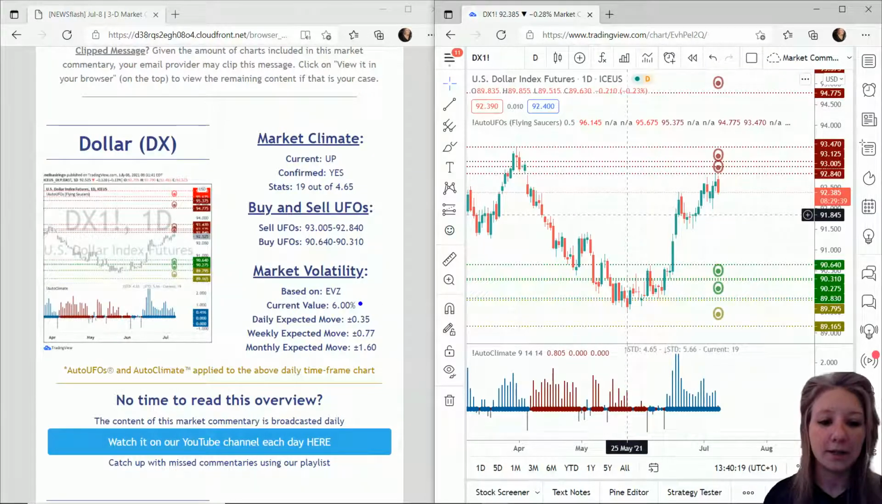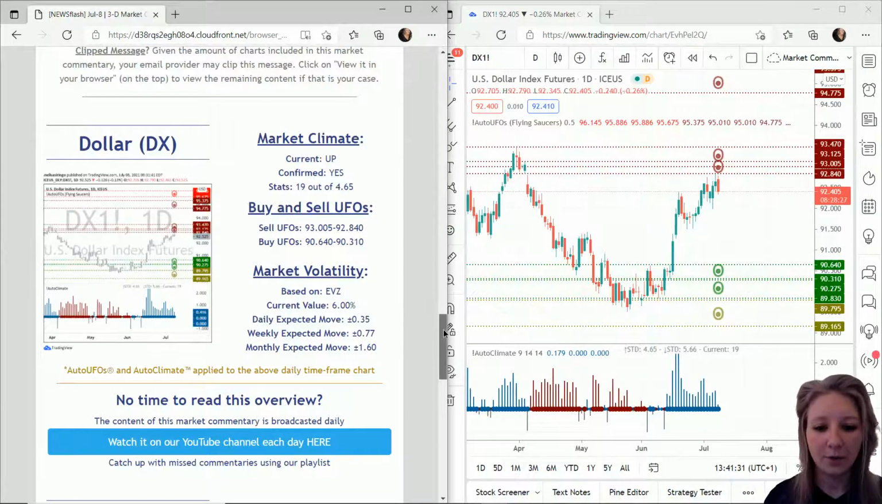In terms of volatility, we'd expect it to move up or down in a year of 6%, which is 0.35 points up or down in a day, 0.77 points up or down in a week, and 1.6 points up or down in 1 month. So that's the US dollar.